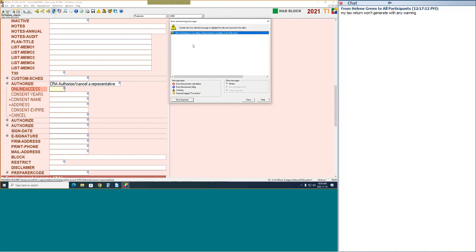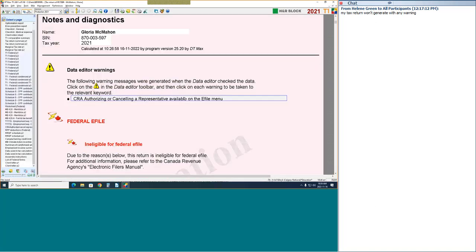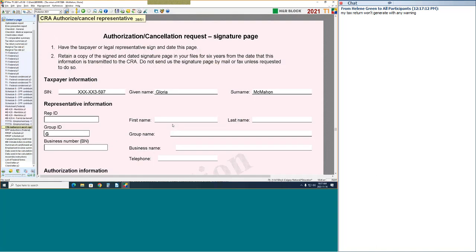Okay. It's going to give me a warning because it's telling me I have to file it. So it's saying, if you want to create it, that's fine, but don't forget after they sign it, you have to file it. So I'm going to continue calculating with my warning. I'm going to have the authorization page. It's going to look like this.